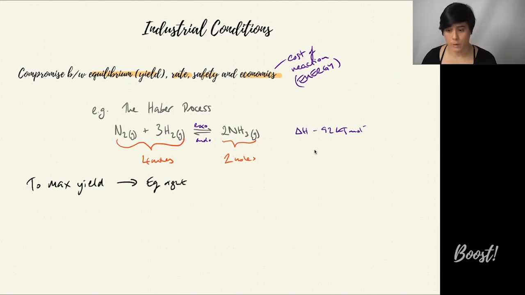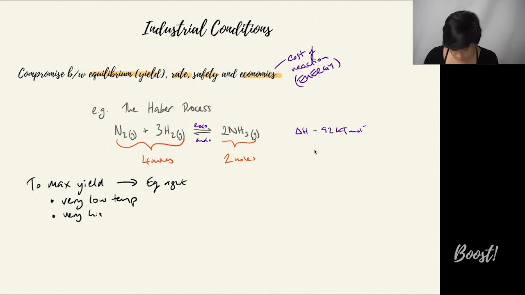And this would mean we would want to have a very low temperature, because that's going to favour the forward exothermic reaction. And we want to have a high pressure, as high as possible, because that's going to favour the forward reaction as well, because that's got the fewer moles. However, there's a problem, because a very low temperature would cause the reaction to happen very slowly.